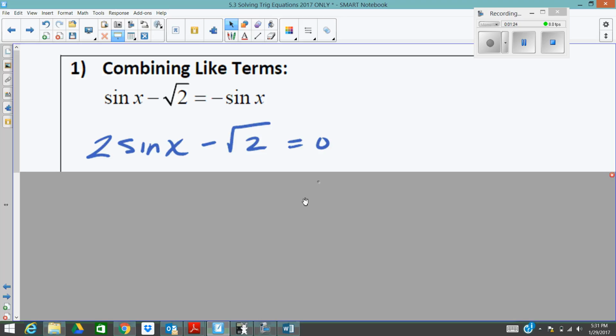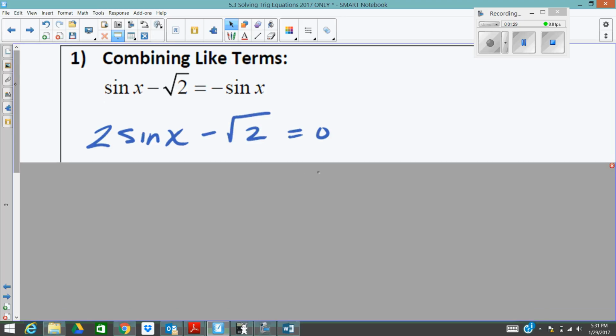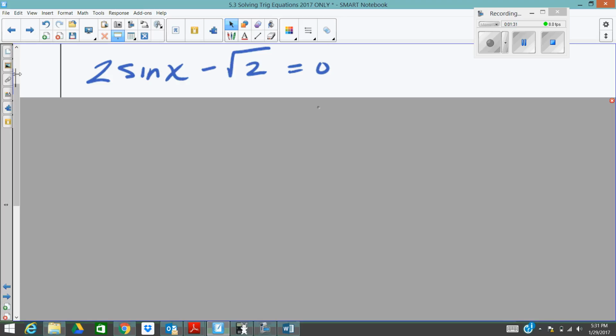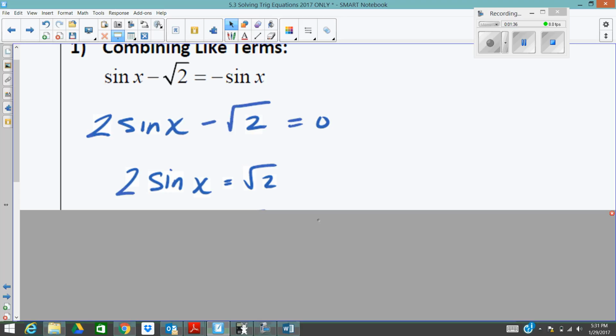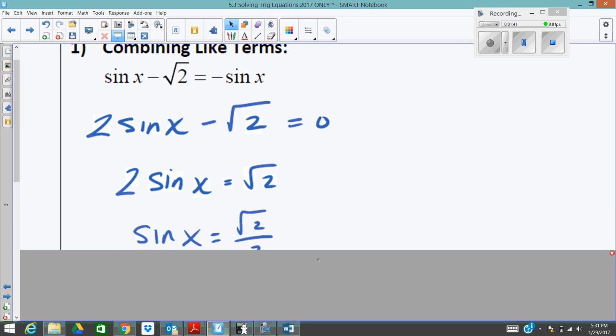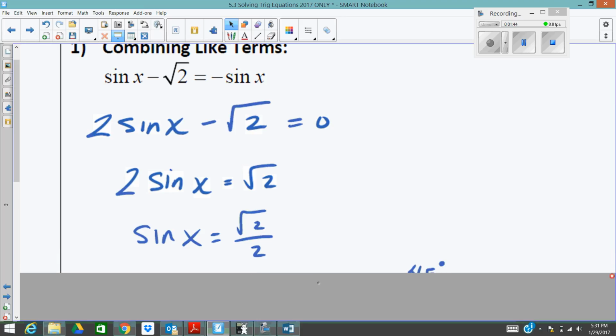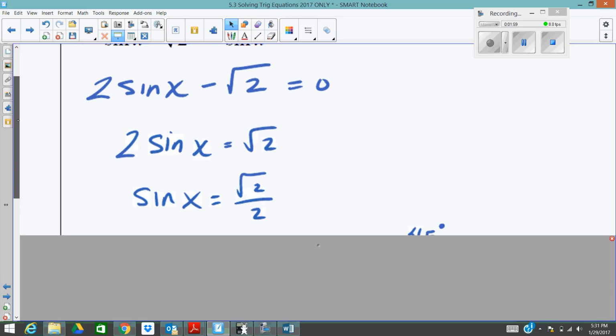Let me go step by step. And then you are going to add the square root of 2 over to the other side, and then we're going to divide by 2. So we get sine of x equals square root of 2 over 2. So what we need to do is figure out which triangle made this sine value.